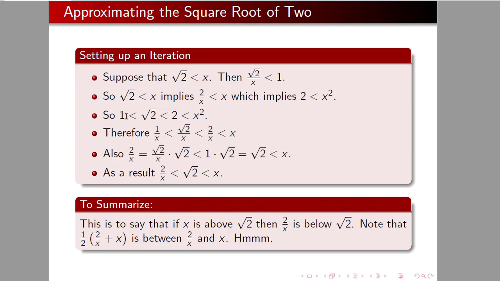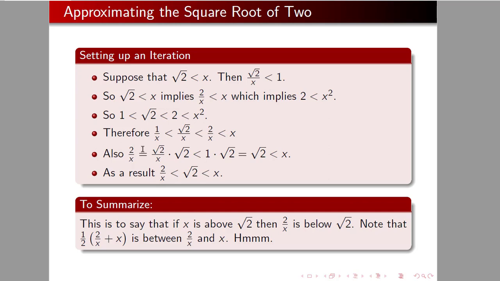So I know that 1 is less than square root of 2, which is less than 2, which is less than x squared. If I divide through everything here by x, then I have 1 over x is less than the square root of 2 over x is less than 2 over x is less than x.